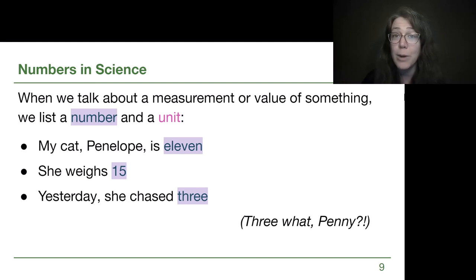But then for any of you who have any pets at home, yesterday she chased 3. That could be anything. That could be 3 bugs, that could be 3 spring toys, that could be 3 rolly balls, anything. And we would have no idea because cats can get up to anything. So we always want to put the units down.